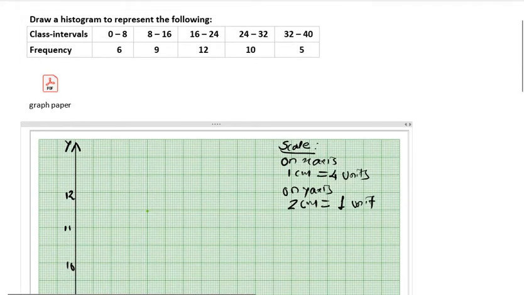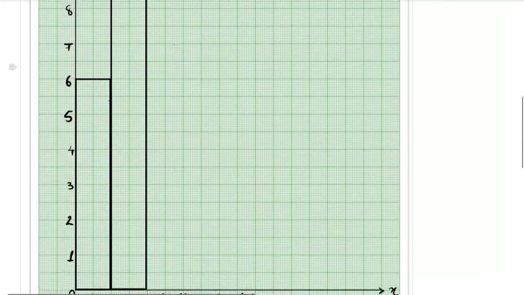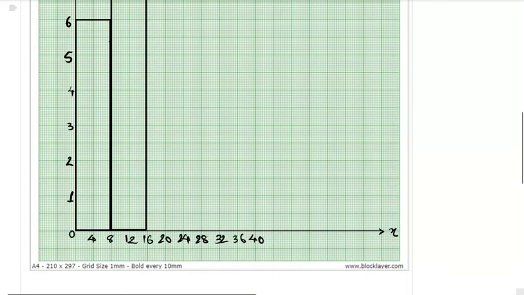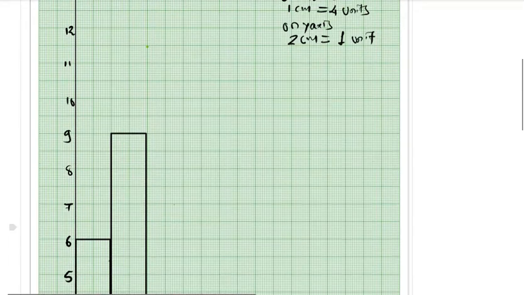So I have taken 2 centimeter as 1 unit so that my whole page will be utilized. So from 0 to 1 there are 2 blocks, then 1 to 2, 2 blocks, 2 to 3, 3 to 4 and so on up to 12, right? So just for the sake of showing you, I have drawn 2 bars already.